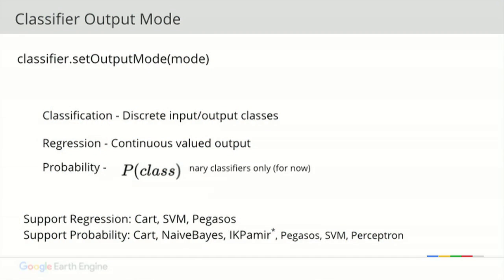Not all of them support regression. Those 3 do. And not all of them support probability. Those 6 do. So when you get in there and you need to know those details, there you go, details.